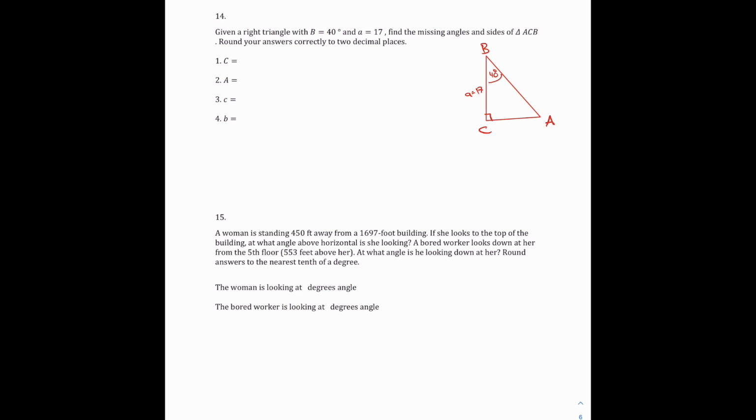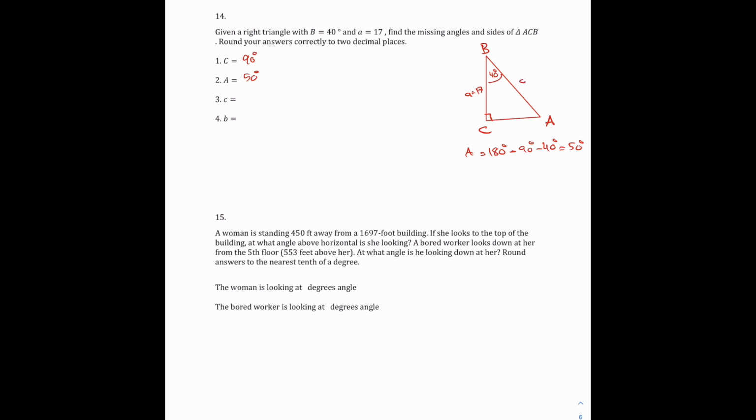So angle C is 90 degrees. We know that because it's a right angle. Angle A is equal to 90 minus 40, which is 50 degrees, or you could say 180 minus 90 degrees minus 40 degrees, which is going to give you 50 degrees. So angle A is 50 degrees, and now we need to find side C.